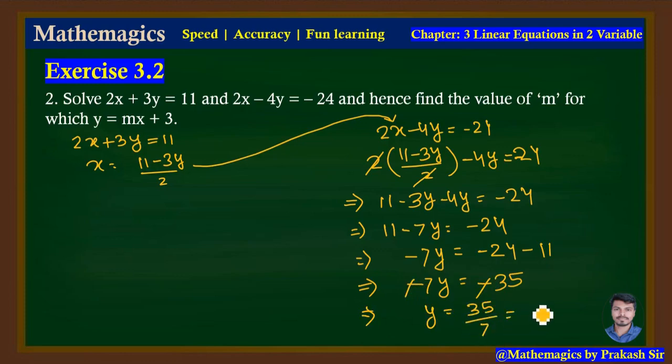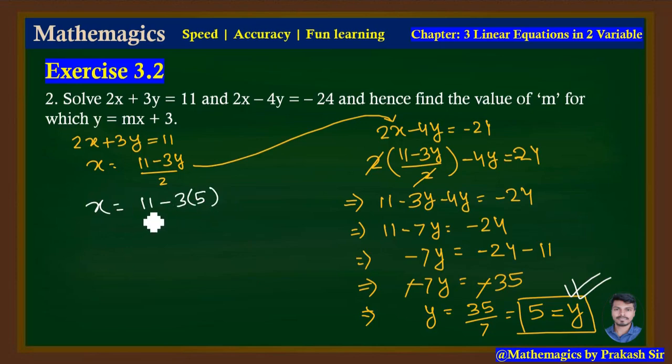So obviously the answer is coming 5, and the 5 is the value of y. So let us write this one in the box because we got the final answer. Now y is equal to 5. This value we are going to put here, that is x is equal to (11 minus 3 into y), where the y value is 5, whole divided by 2, and this is according to the equation.